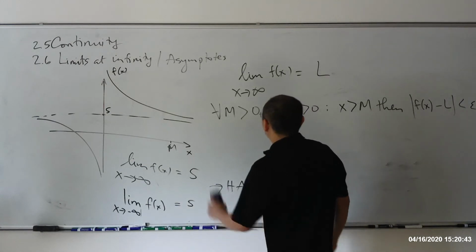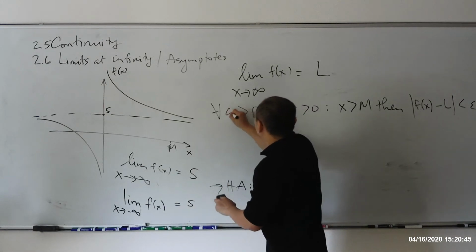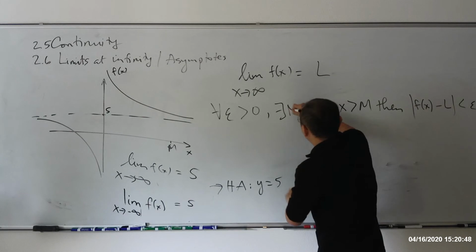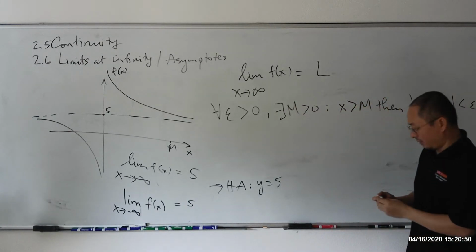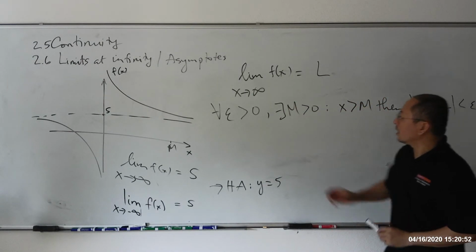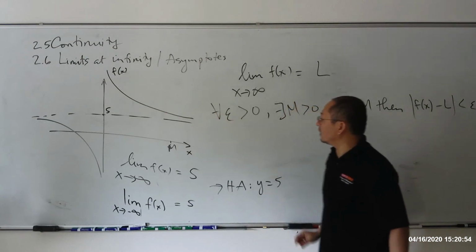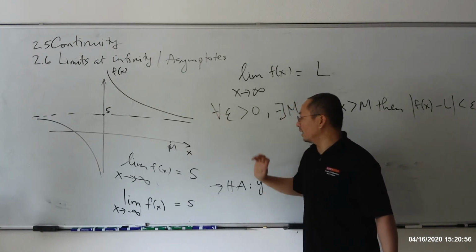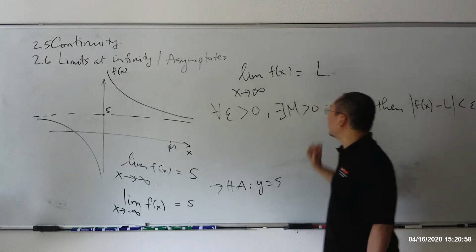Oh, I wrote it backwards. Sorry, guys. For any epsilon positive, there exists a bigger m. Okay. Correct this for me, please. Doesn't matter how small you have for the distance, I can always find the m. The other way of saying it is right, but we got it right this way.